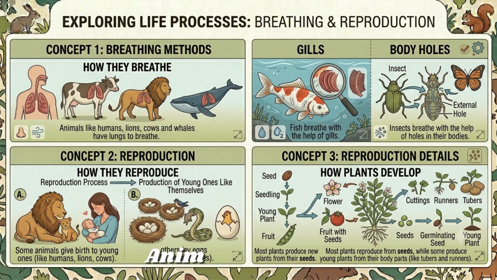Breathing methods. Animals like lions, cows and whales have lungs to breathe. Fish breathe with the help of gills. Insects breathe with the help of holes in their bodies. However, plants breathe through the tiny pores called stomata on their leaves. Reproduction. Some animals give birth to young ones, while others lay eggs. Most plants produce new plants from their seeds. Some plants produce young plants from their body parts.